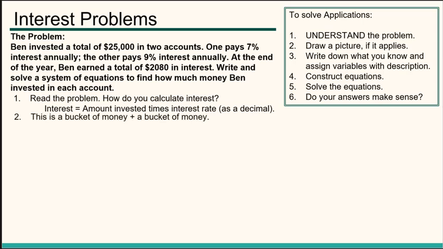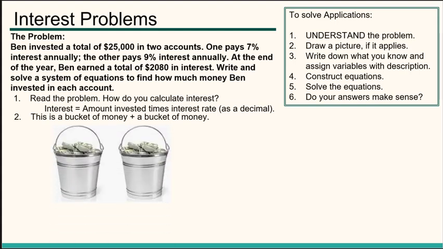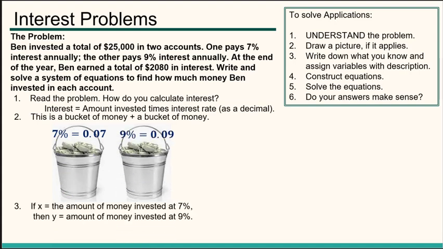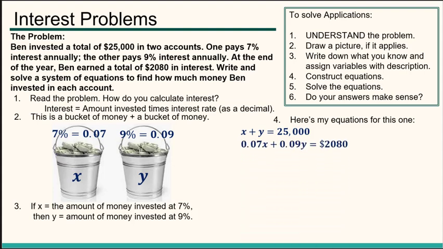This is just a bucket of money plus another bucket of money. So let's get some buckets of money. We have a 7% interest bucket and a 9% interest bucket. If x is the amount of money invested at 7%, then y is going to be the amount of money invested at 9%. Let's call that bucket x, and that bucket y. Here are my equations for this one. I know that bucket x plus bucket y has to equal 25,000. I also know that 7% times the amount in x plus 9% times the amount in y is going to equal the amount of interest, which is $2,080.